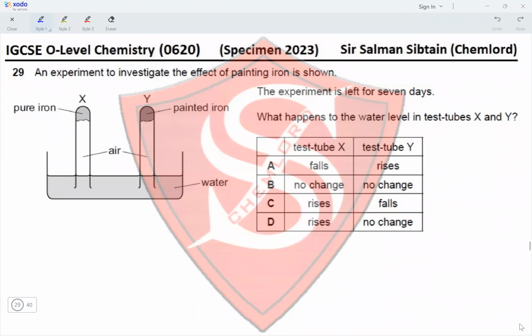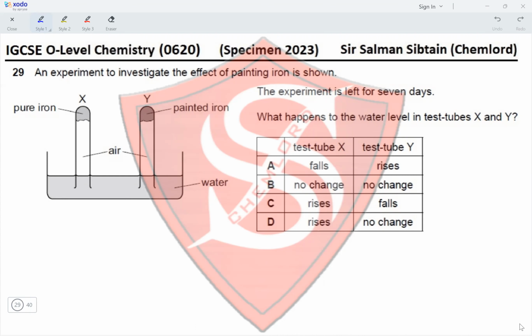Question 29. An experiment to investigate the effect of painting iron is shown. The experiment is left for 7 days. Now, in tube X, we've got pure iron. In tube Y, we've got painted iron. There is air inside the tubes, and the tubes are inverted into a trough full of water. What happens to the water level in test tubes X and Y? When iron is painted, it will not react with oxygen in air, but pure iron will react with oxygen in air. So oxygen from air will get consumed and the water will rise up in tube X.